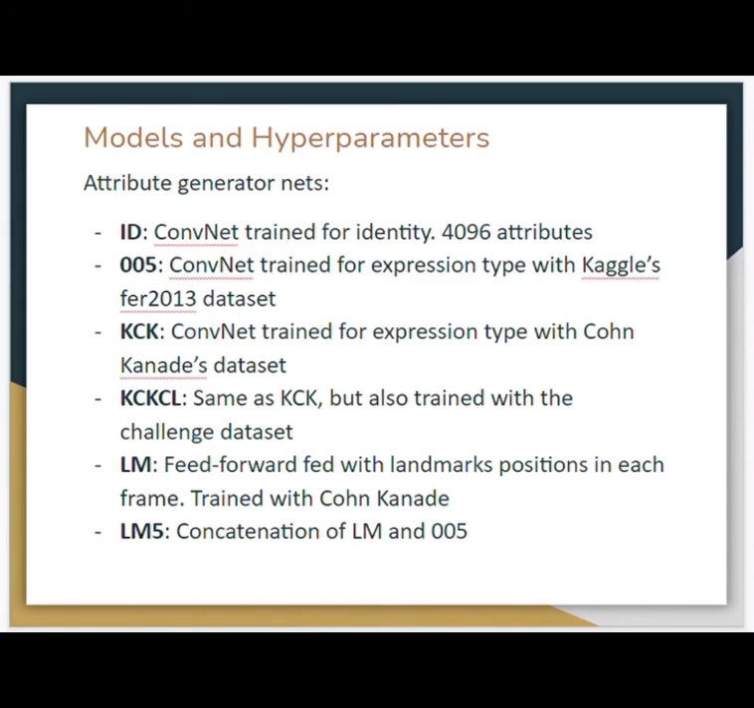These are the attribute generator nets. The first one is a convolutional neural network trained to predict identity. The next 3 are also convolutional networks trained with different datasets to predict kind of emotion. This one is a feed-forward network that uses landmarks as input. And this last one is the combination of these 2.